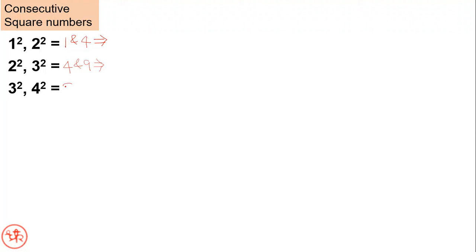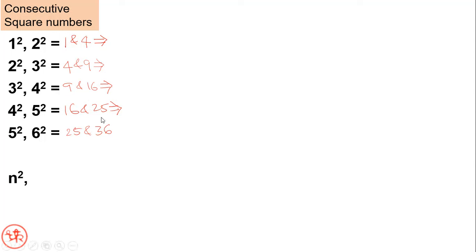That is 9 and 16. Is that clear? उसके बाद में 16 and 25. We are just writing consecutive square numbers. बराबर है? उसके बाद में 5 square and 6 square. So these consecutive square numbers are 25 and 36. Is that clear? Now look at n square, n plus 1 square.